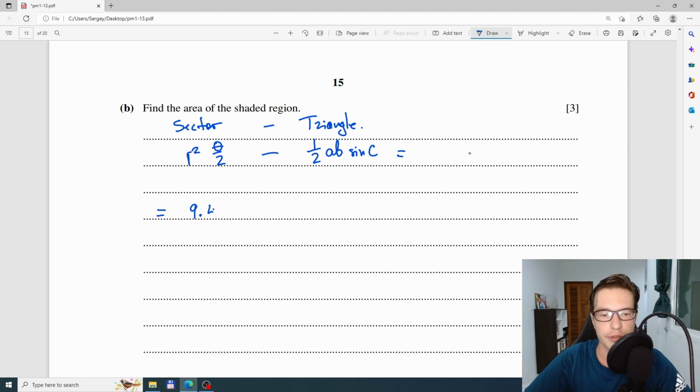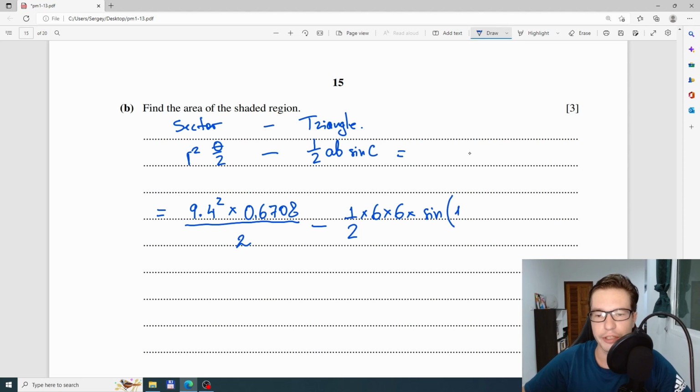So the radius was already found in question A, so 9.4 squared times angle theta, which is 0.6708 divided by 2, minus, now the triangle, a half times 6 times another 6 times sine of the angle in between, which is 1.8 radians. And if we calculate all of that, then we get the answer 12.11. And that's pretty much it. Answer 12.11. And let's have a look at the next one.